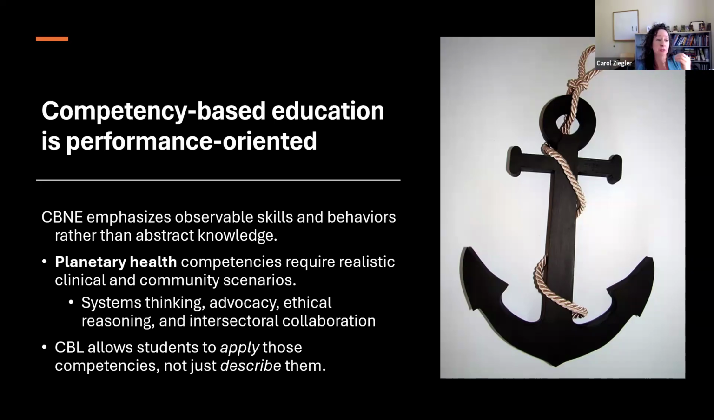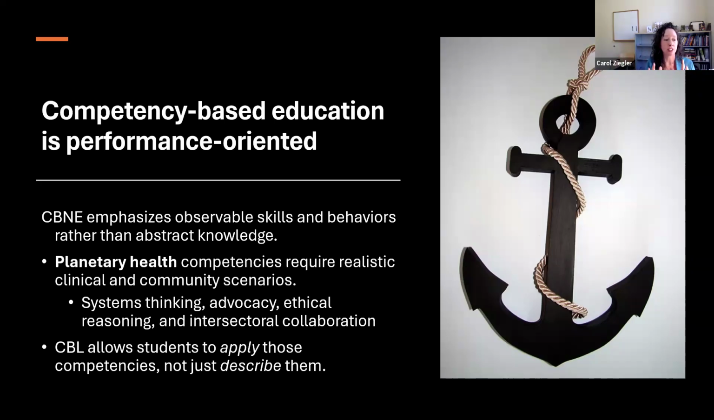So it's very performance oriented, and that's one of the most difficult shifts: going from paper and pen testing and clinical hours into how we assess competency-based performance. We really need to emphasize observable skills and behaviors rather than just abstract knowledge. So there's a process, right?